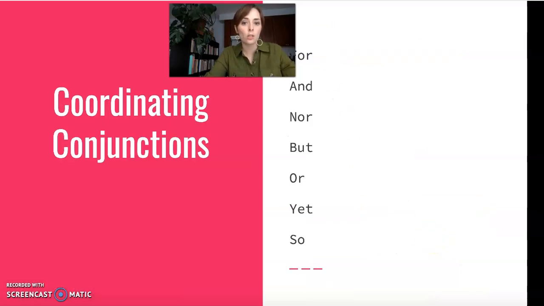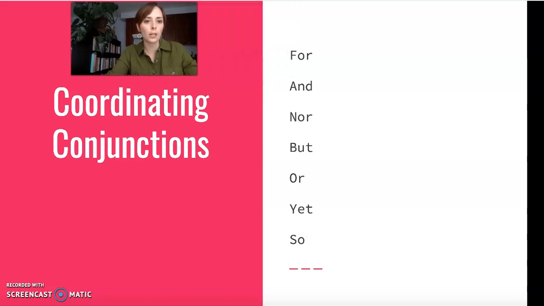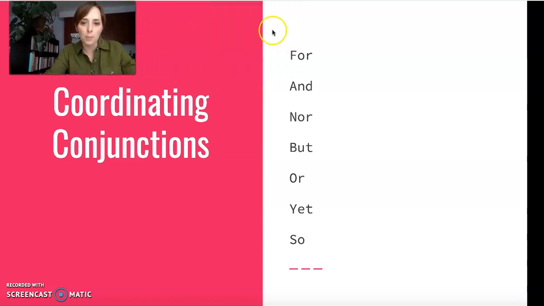So just to make sure that you know all of the coordinating conjunctions, I have them here for you again, and I would recommend writing this down because you will need to know what they are in the next activity. For, and, nor, but, or, yet, so.